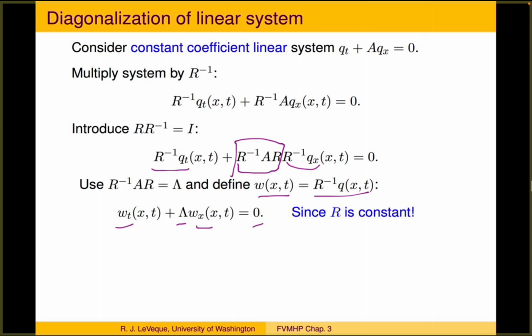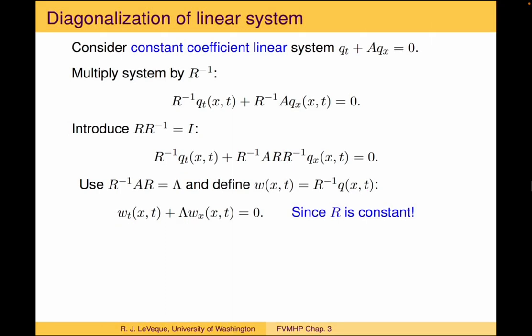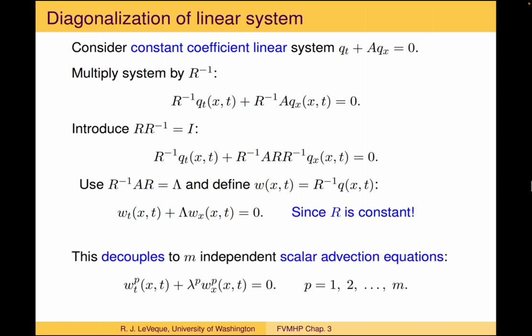So again, that only works because we're looking at a constant coefficient system where the eigenvectors don't vary with space or time, so we can move them inside the time derivative and inside the x derivative. And so that allows us to take this linear system and diagonalize the system into wt plus lambda wx equals 0. And that's a system of m equations, but each equation is simply an advection equation.